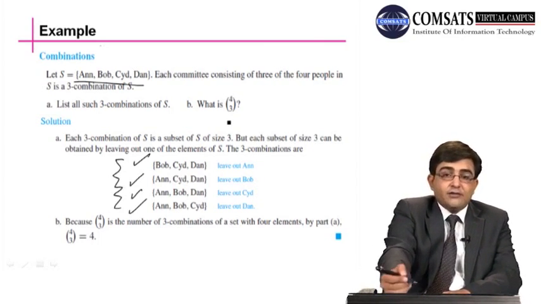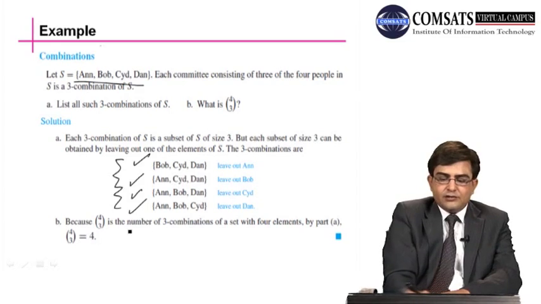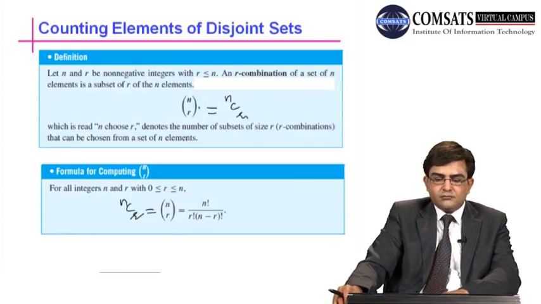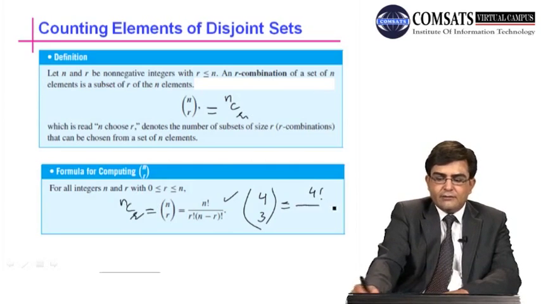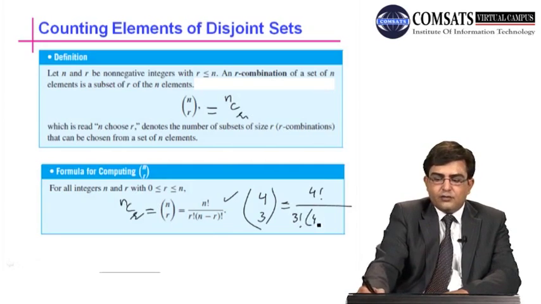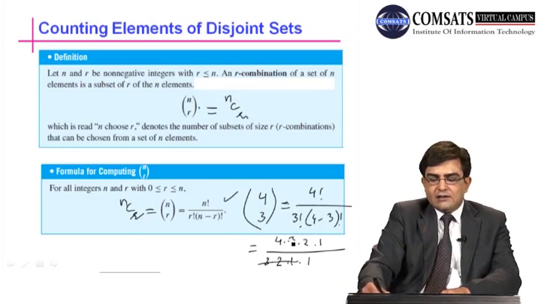and we can calculate the number of these committees by using the combination formula. We have to calculate 4C3 or 4 choose 3, which by using this formula is 4 factorial divided by 3 factorial into 4 minus 3 whole factorial. This is 4 factorial. We can expand it like this: 4 into 3 into 2 into 1, and 3 factorial as 3 into 2 into 1, and 4 minus 3 is 1 factorial. This is 1. So this is cancelled out with this, and we get 4.